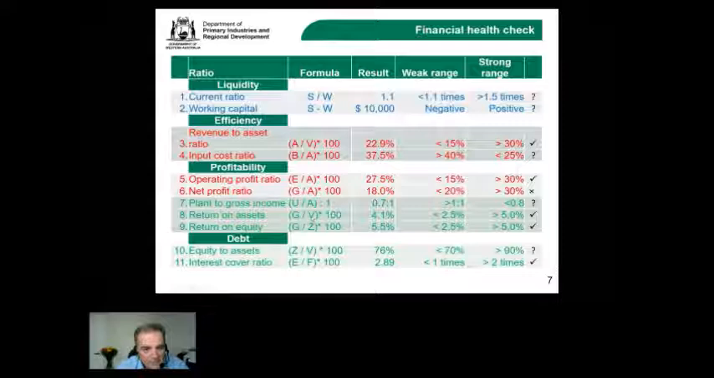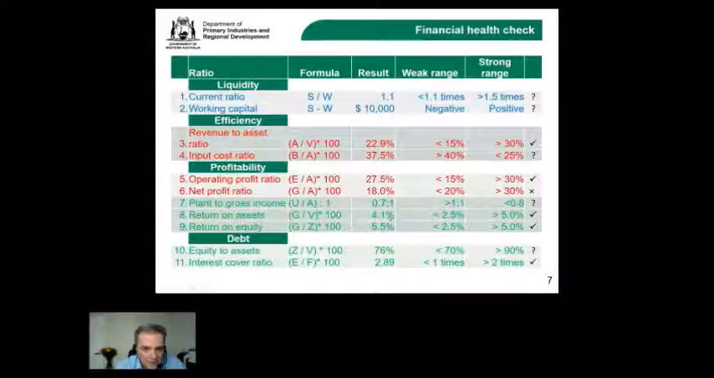Return on assets: we take G, and if we flick back up, we can see G is our net profit before tax, and we divide it by our total assets. In this case, our return on assets is 4.1. And the range we're talking about here is between 2.5 and 5. This is a good ratio for this sample farm.